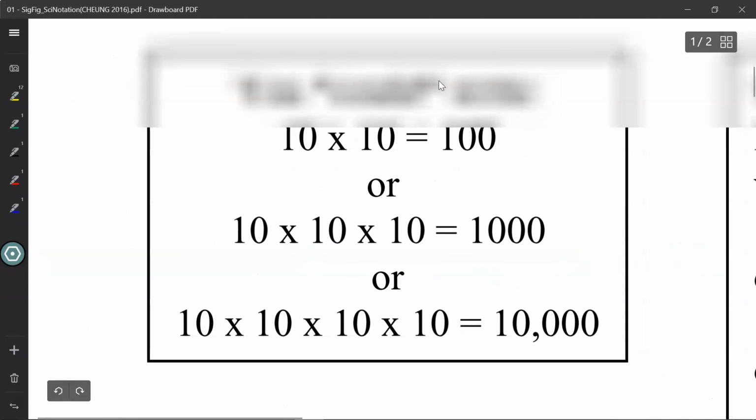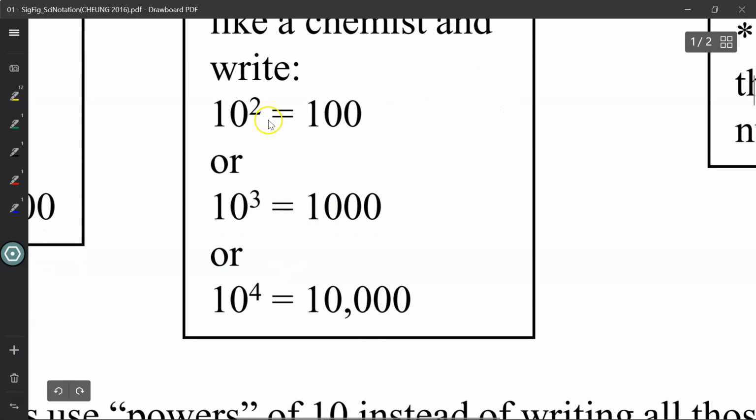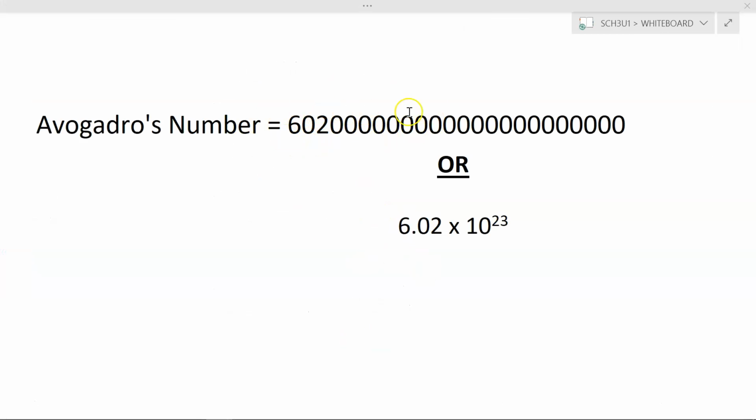Now, I could write 100, or I could write 10 times 10. I could write 1,000, or I can write 10 times 10 times 10. I could also write 10,000, or I could write 10 times 10 times 10 times 10. But writing it this way doesn't really give you any additional benefits, does it? So instead, I can write using exponents. 10 to the power of 2 is 100, 10 to the power of 3 is 1,000, 10 to the power of 4 is 10,000. By using exponents, we can tell the reader about how many zeros are in the number without actually writing these zeros in. So now I can express this big giant number in a more practical form.